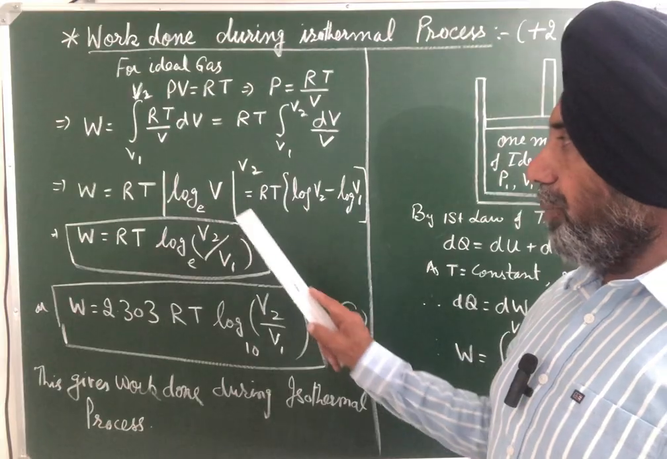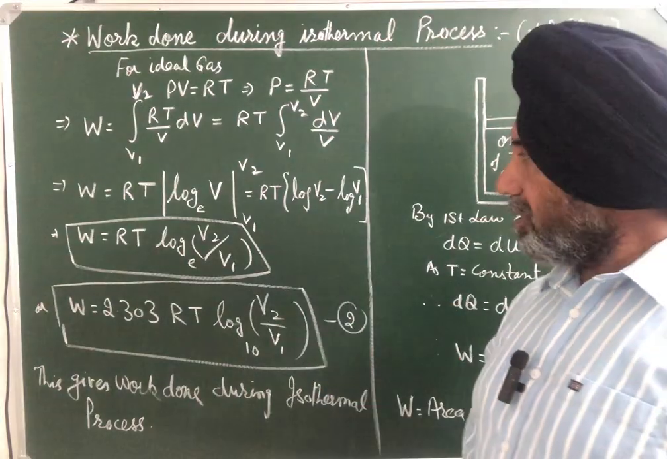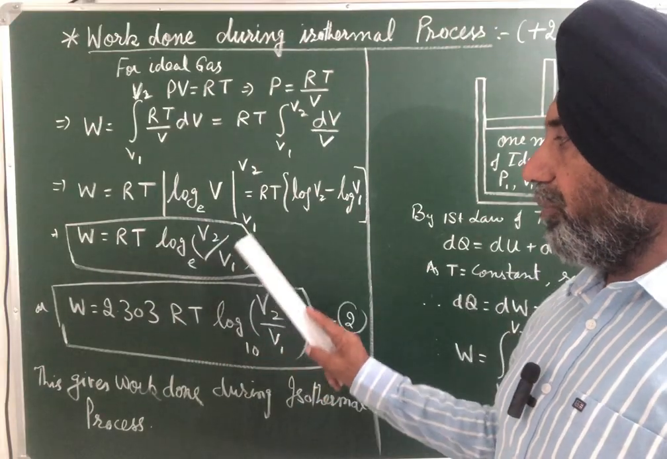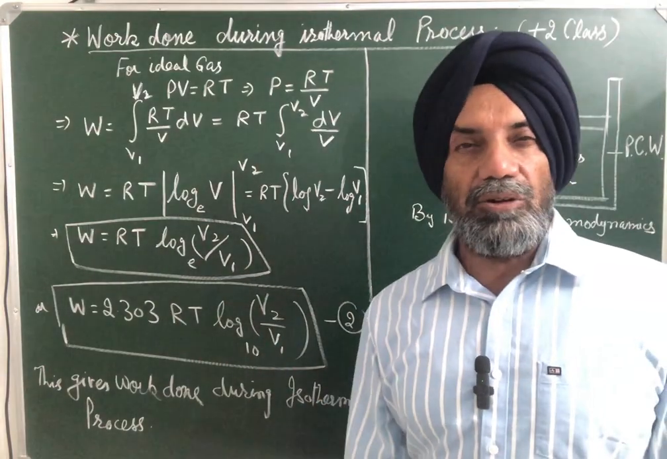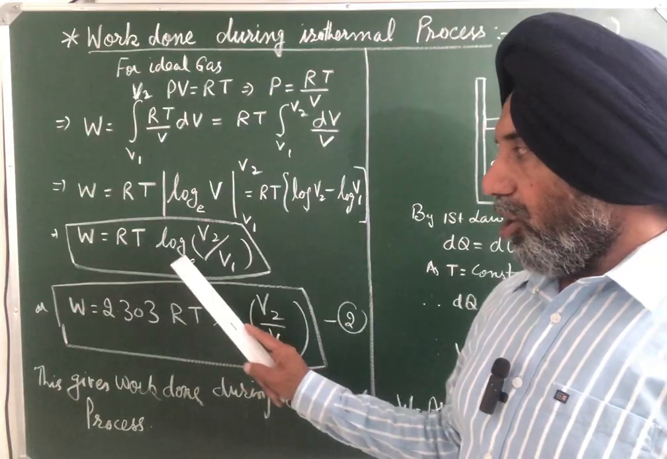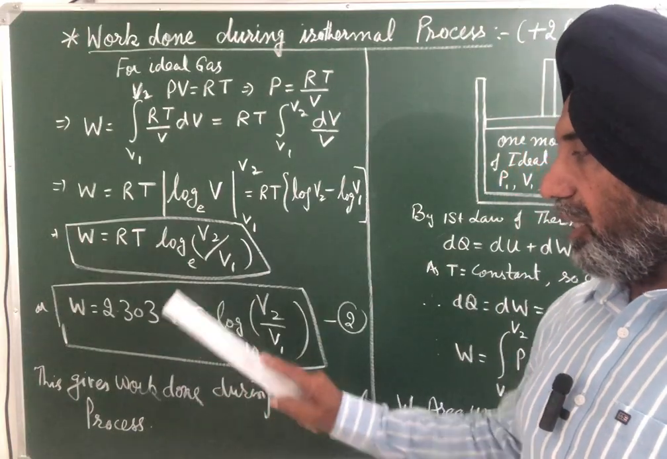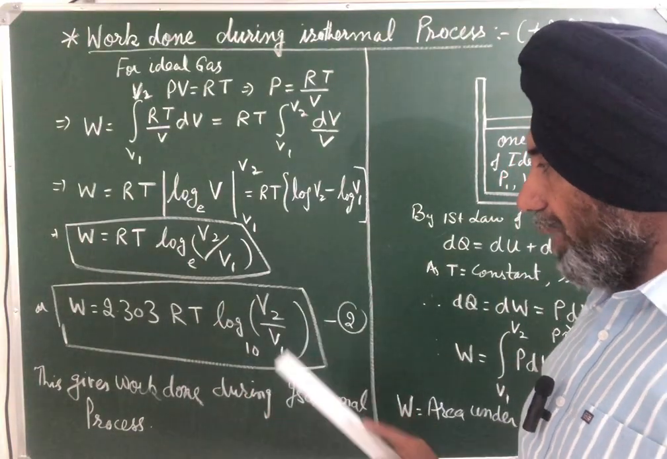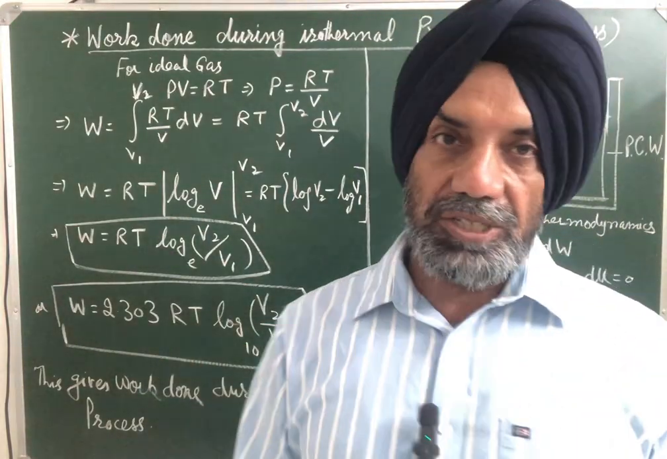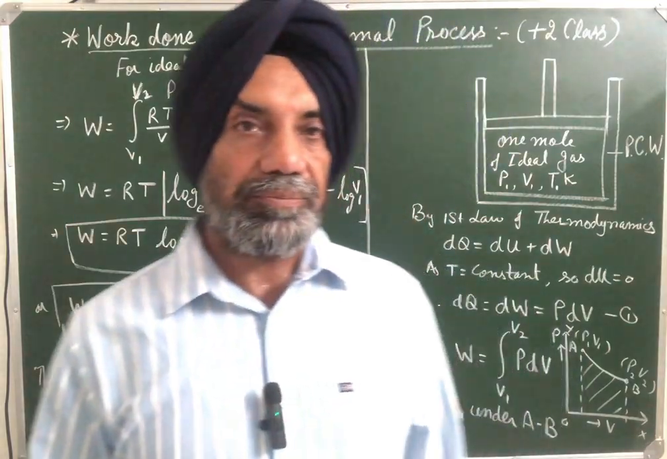Substitute the upper limit first, then the lower limit. So we have W is equal to RT times log V2 minus log V1 to the base e, or W is equal to RT log V2 upon V1 to the base e, because log m minus log n is equal to log m upon n. And if we convert this natural log into log to the base 10, we get W is equal to 2.303 RT log V2 upon V1 to the base 10, which is the required expression for work done during an isothermal process.